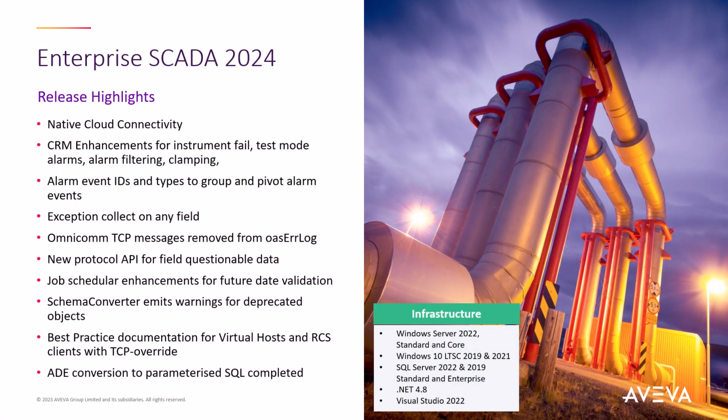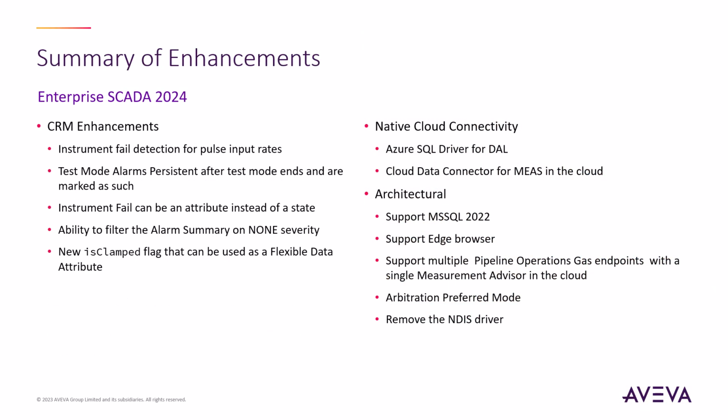The Enterprise SCADA 2024 release continues to focus on bringing the best operator experience to market and is the first version of Enterprise SCADA to ship with a native cloud connector, which supports the Measurement Advisor in the Cloud release from earlier this year. Some important CRM enhancements around instrument fail detection and test mode alarms, as well as a fix to the ADE combo box behavior in response to a change in the Microsoft OS, are just a few of the more important features.